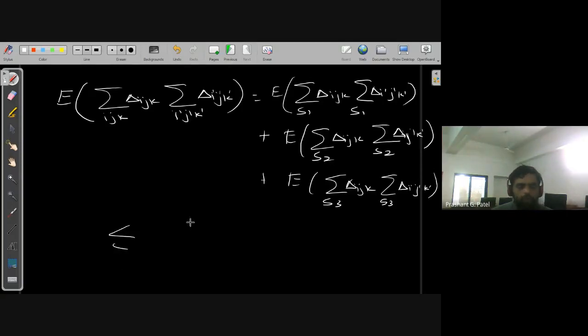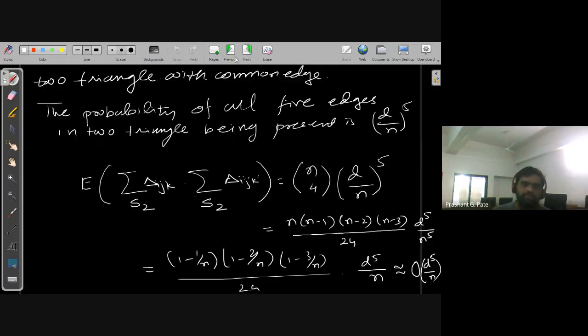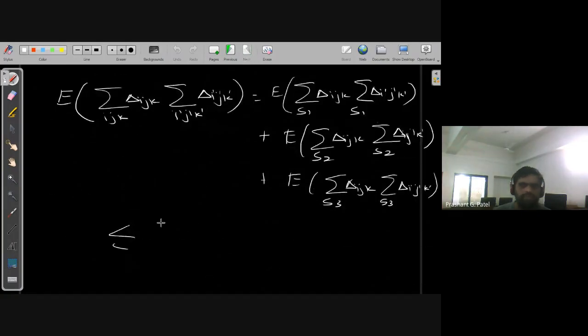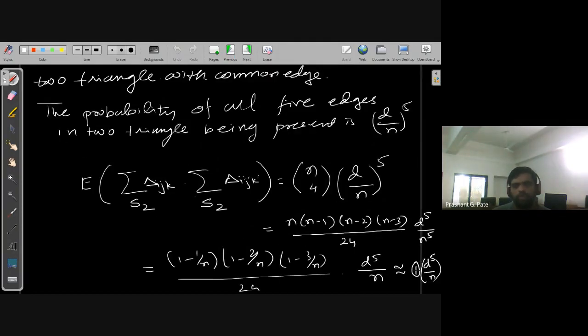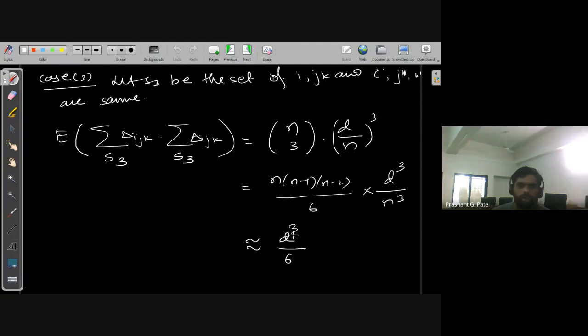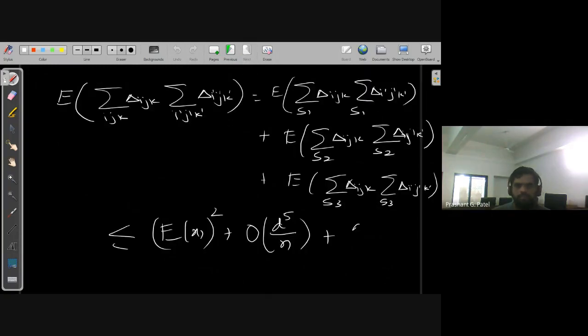So this will be less than or equal to what we got for the first case, which is less than or equal to expectation of x square, so that's why it is E of x square. In the second case, we have big O of d raised to 5 by n. Plus, in the third case, we have d cube by 6. So this is the situation we have.